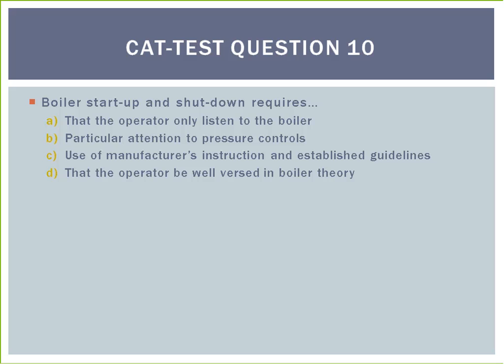CAT test question number 10. Boiler startup and shutdown requires A. That the operator only listen to the boiler, B. Particular attention to pressure controls, C. Use of manufacturer's instruction and established guidelines, or D. That the operator be well versed in boiler theory. Answer C is the best answer here because boilers vary from site to site, and manufacturer's instructions and established guidelines should be strictly adhered to in order to ensure the safety of power plant employees.